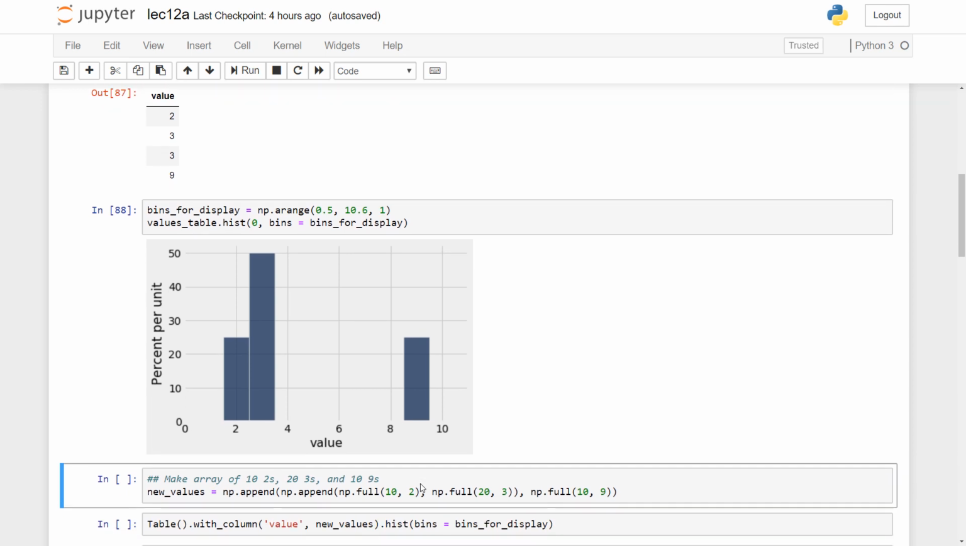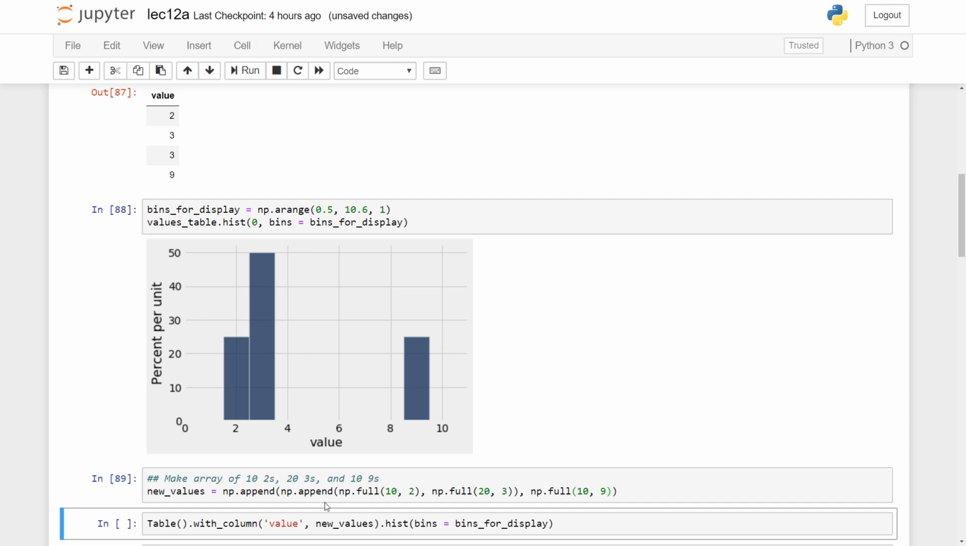So I will use the NumPy function full to have 10 copies of each value in the array. So NumPy.full 10 and 2 will create an array of 10 copies of 2. This one will create an array of 20 copies of 3. Why 20? Because I want to copy all the values in the original array 10 times. 3 appeared twice in the original array, so it will be 20 times, and 10 times of 9. So the new values array will have 10 copies of each of the values in the original array.